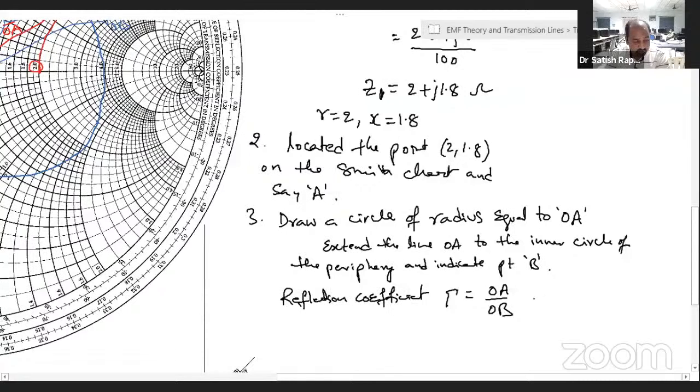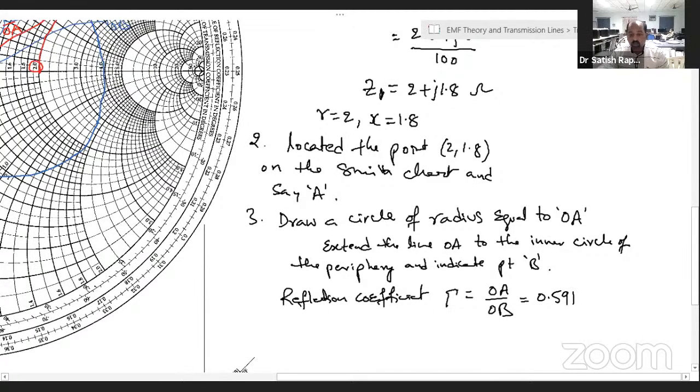So the value which you will get is 0.591. If you measure OA and OB and take the ratio, you'll get 0.591, and that is the reflection coefficient.